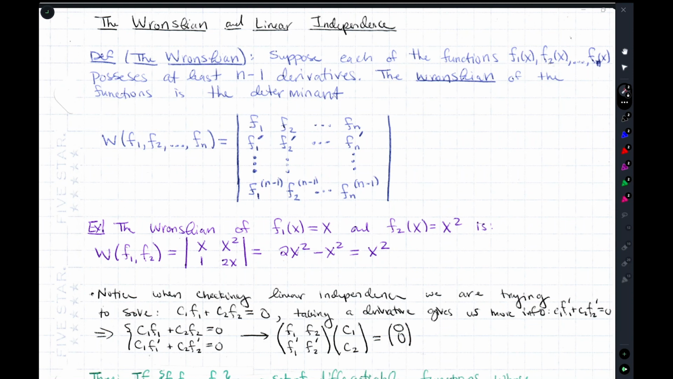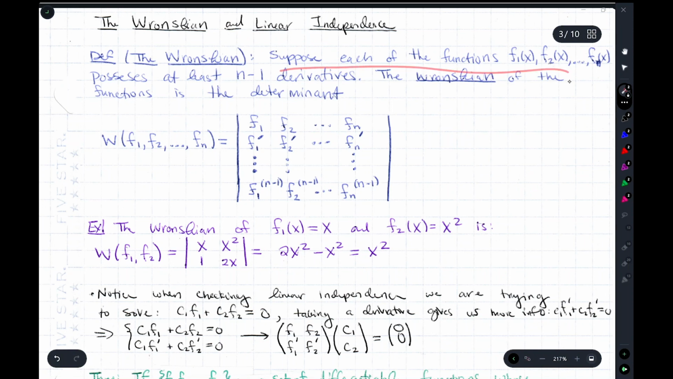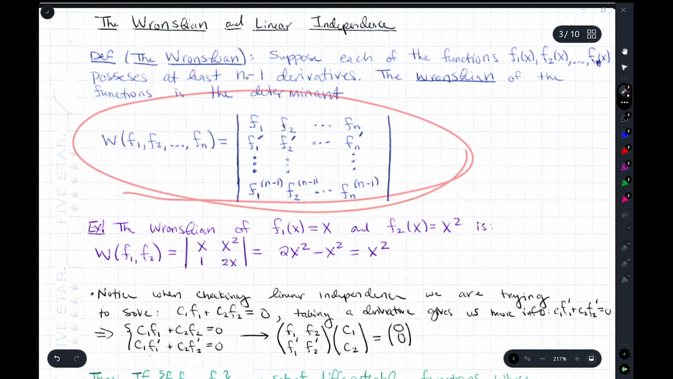And this is where the Wronskian is going to come to the rescue, unless you enjoy spending long hours figuring out linear independence of functions. So the Wronskian: suppose each of the functions f1, f2, ..., fn of x possesses at least n minus 1 derivatives. The Wronskian of these functions is this determinant. So that's just the definition.